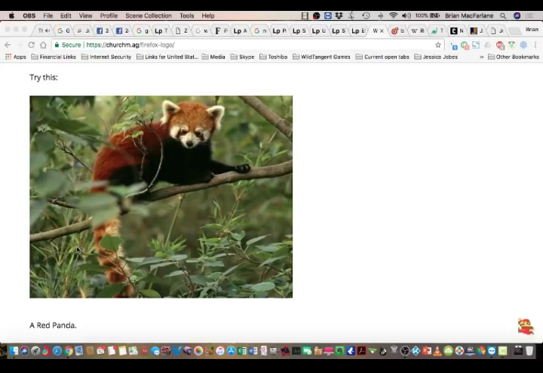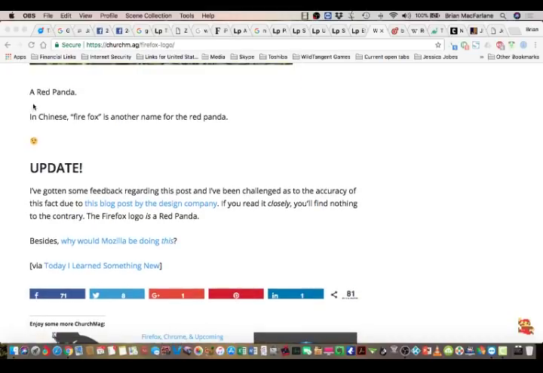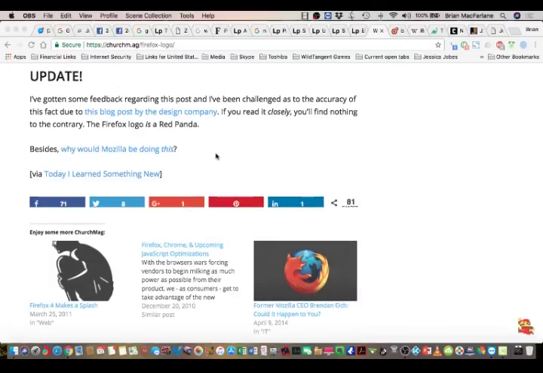Also, how many of you out there thought we just had black and white pandas? I did. Apparently it's an endangered animal, but these things have always been in existence. They look like raccoons or bears, and they're called red pandas. And in Chinese, Firefox is another name for the red panda. And within this blog, it says there has been an update, and I clicked the link to follow even further down the rabbit hole here.